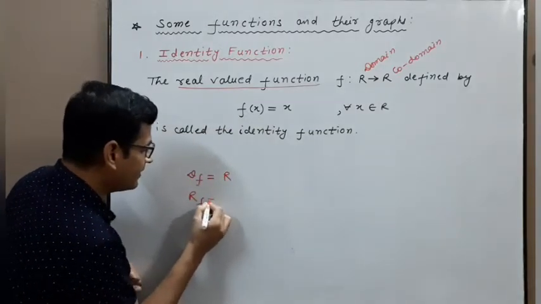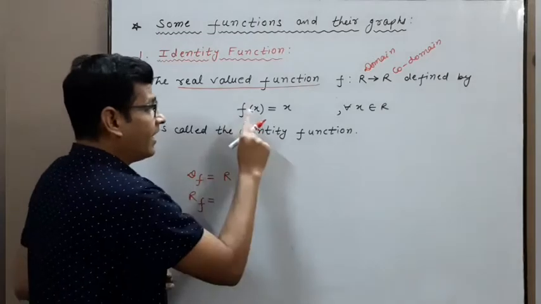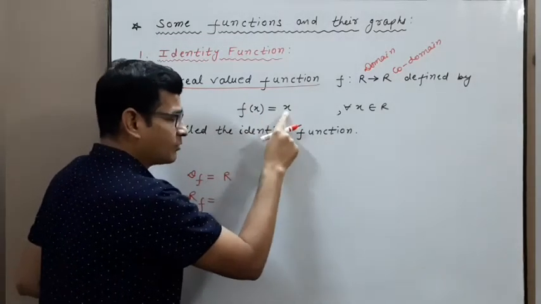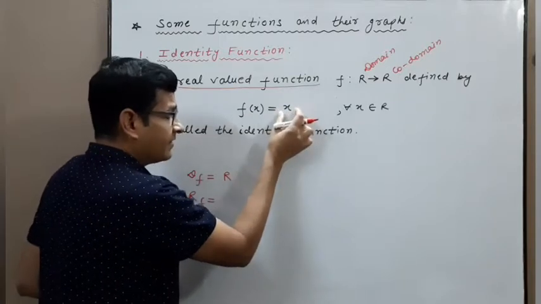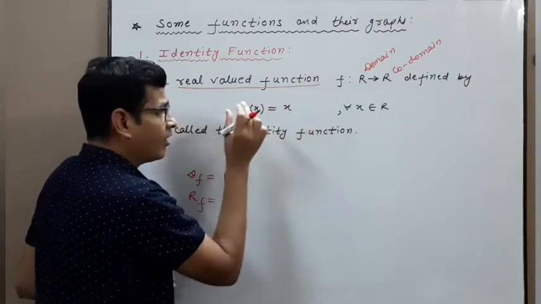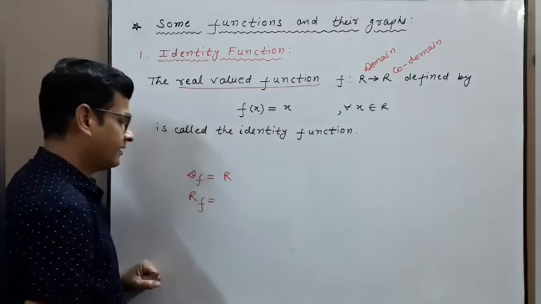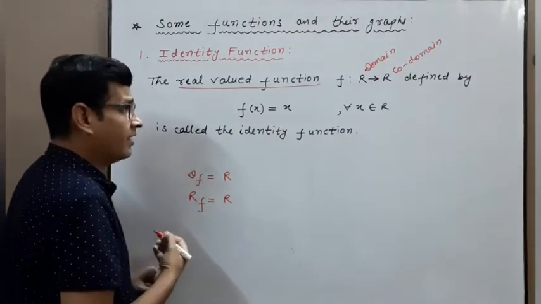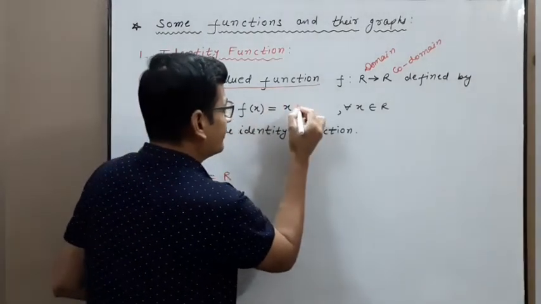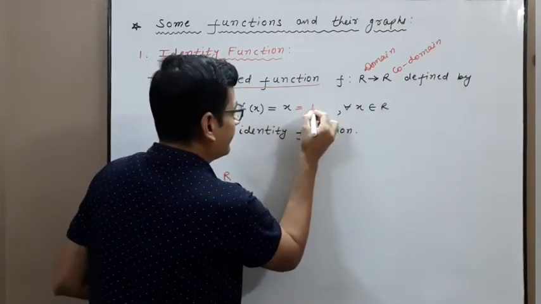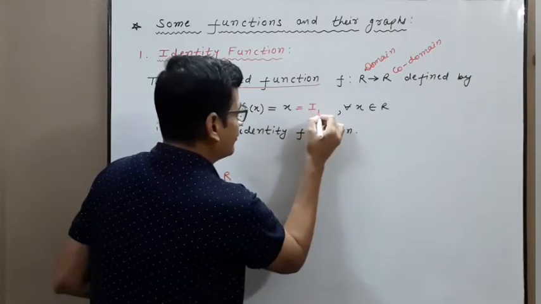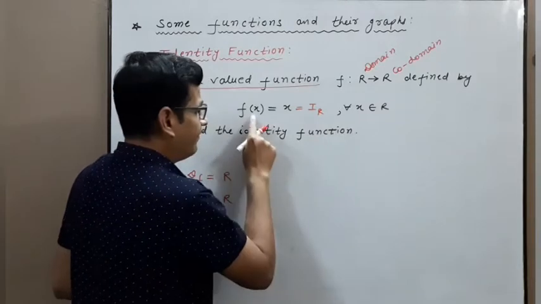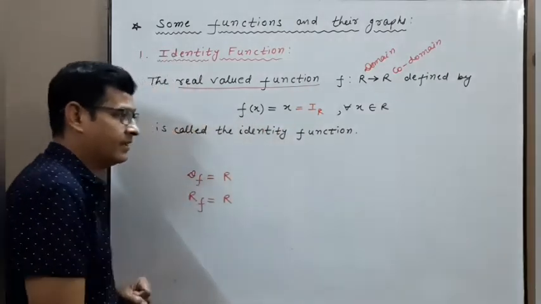And the range of the identity function. In the identity function, input and output are both the same. Input is x and output is also x. And range means the set of all possible outputs of f(x). So the range is also R. The identity function is also denoted by I, or with a suffix we write the domain of the identity function, meaning R. f(x) equal to x equal to I_R.